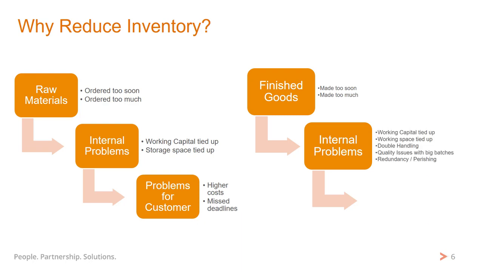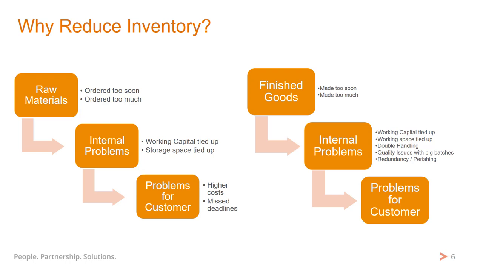Likewise with finished goods, if we make too much or we make it too soon, this is going to lead to internal problems such as working capital being tied up, working space being tied up, so not just warehouse space, but dealing with a manufacturing area, which is going to make it a less safe and a less efficient environment. Or if we try to avoid that, then we might end up double handling goods, moving them from one location to another.